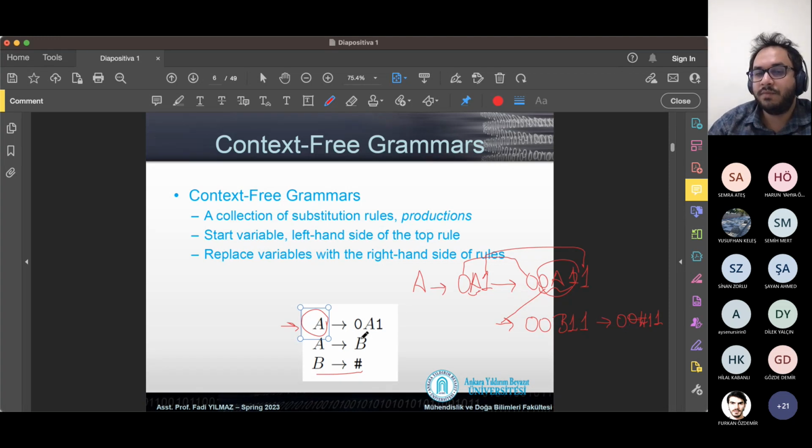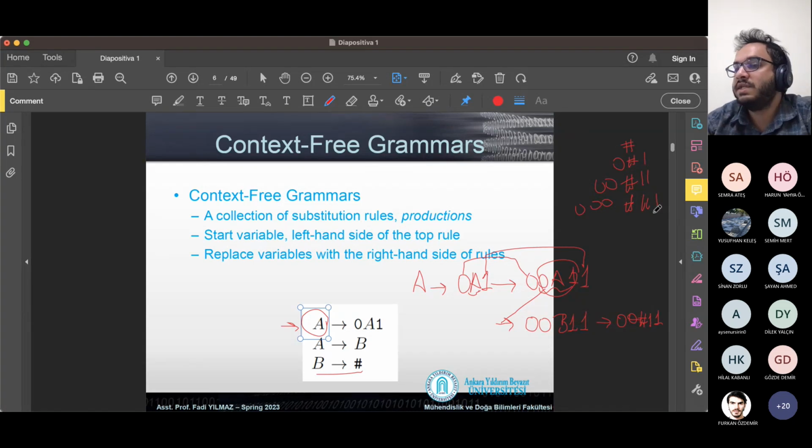I can also say A is replaced by the first rule, 0A1, then choose B instead of A, and choose the pound key for the B, so that I have 0#1. Or I have 00#11. Or 000#11. This is the set of strings that I can produce with this grammar. So this gives me a language as well.